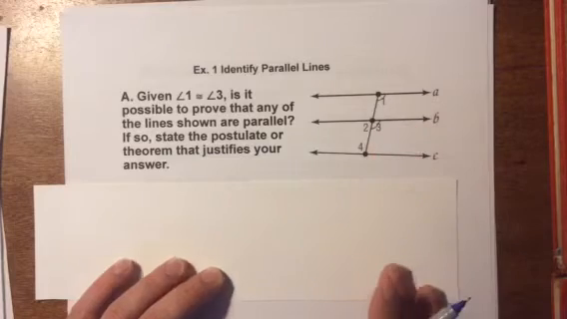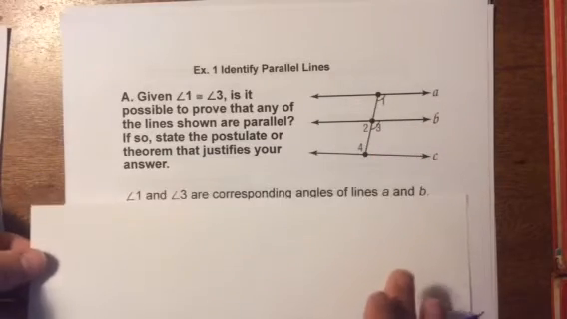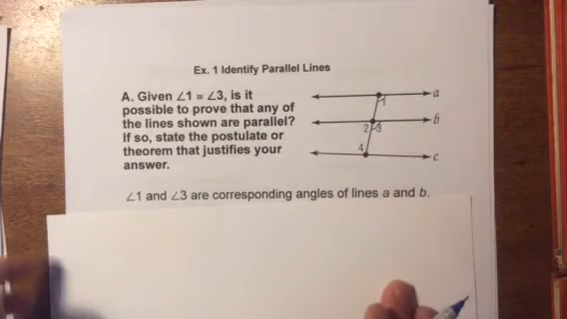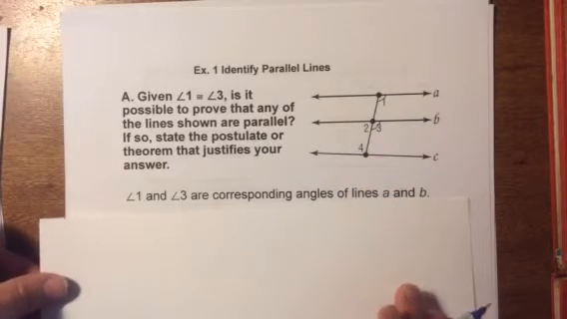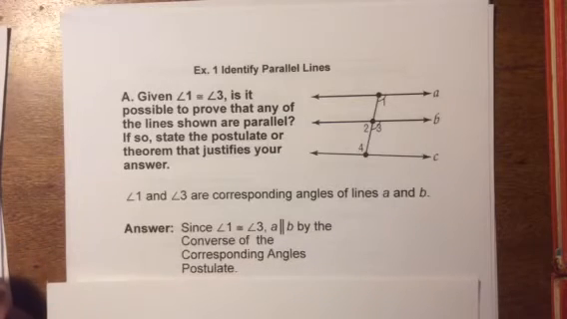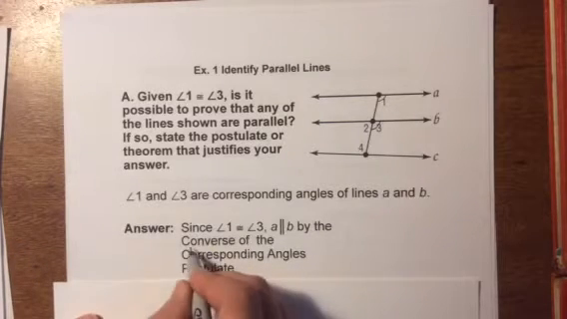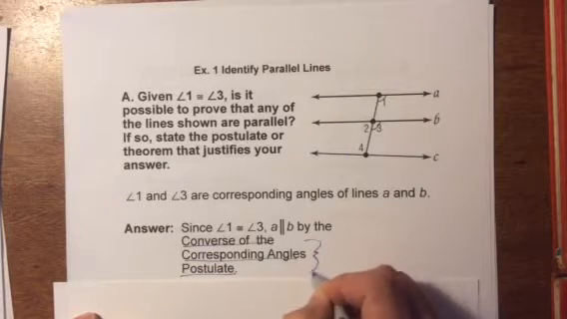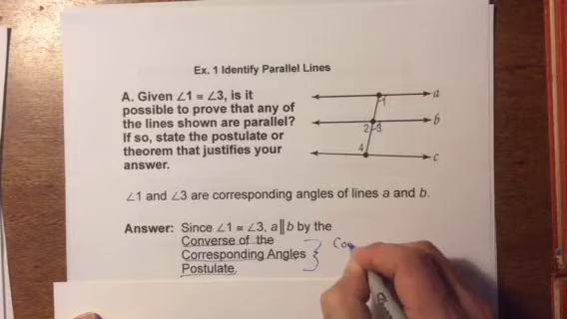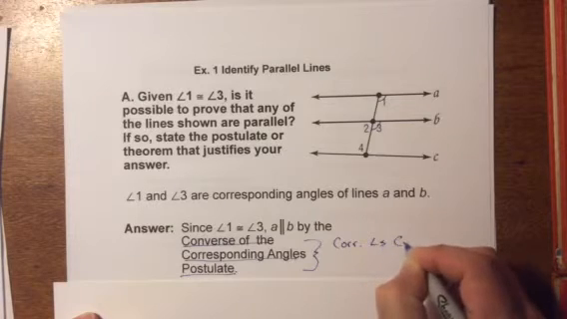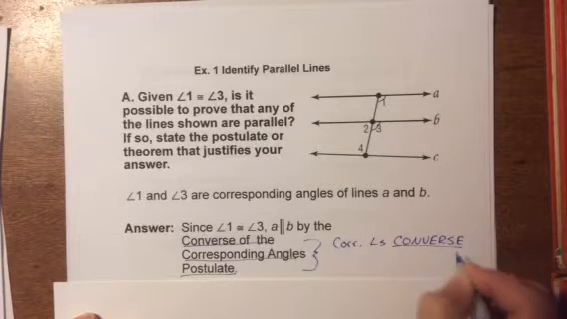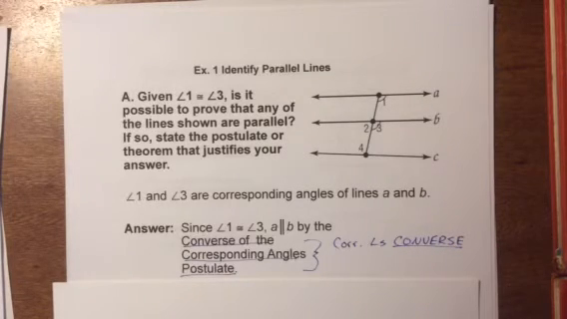Well, 1 and 3, you'll notice, are corresponding angles on lines A and B. And since the corresponding angles are congruent, I can say that lines A and B are parallel by the converse of the corresponding angles postulate. All of this, we're going to write a little bit shorter. We're going to write that as the corresponding angles converse. Since 1 and 3 are congruent, A and B are parallel by that reason.